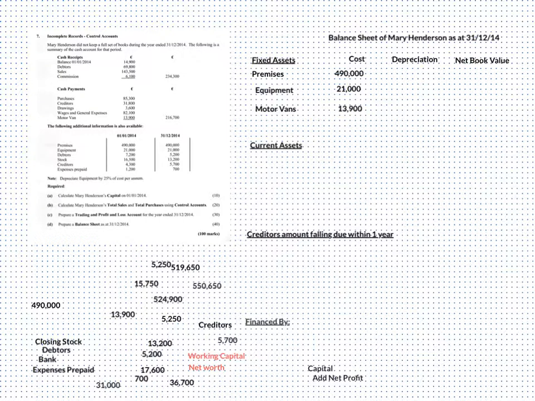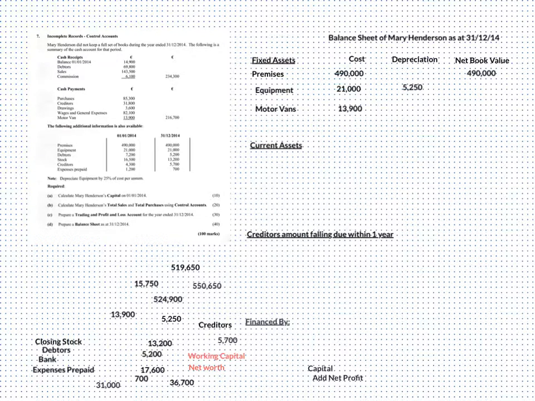The depreciation is calculated then. So we have calculated previously in the trading profit and loss. The only depreciation we have was this one here, 25% of equipment. So 25% of 21,000 is 5,250. And there was no depreciation on premises or motor vans. So all we need to do is, it's normally cost minus depreciation equals net book value. So since there's no depreciation for premises, the net book value is still 490,000.